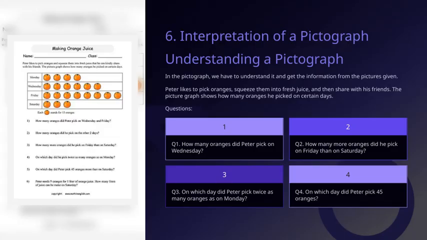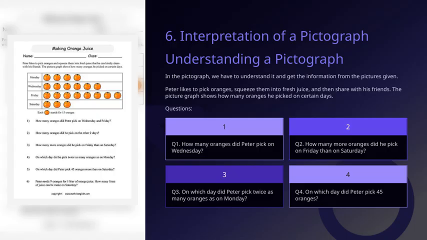Let's take a closer look at how we interpret a pictograph. The main idea is that we need to understand the pictures and extract the information they represent. For example, in this story, Peter enjoys picking oranges, squeezing them into fresh juice, and sharing with his friends. The pictograph shows how many oranges he picked on different days. Now, to interpret this, we look at the pictures and count how many oranges each symbol or picture represents. The key questions help us practice this. For instance, how many oranges did Peter pick on Wednesday? We look at the picture for Wednesday and count the symbols.